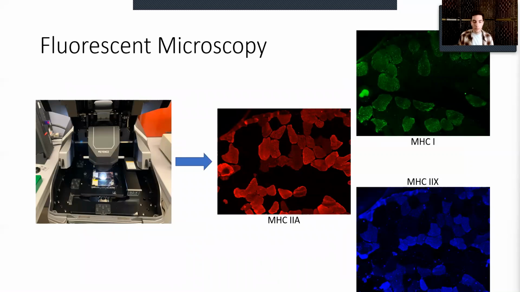The fluorescent microscope we use is the Keyence BZ-X810, and I put my slides in the microscope, and through the software, I'm able to obtain 3 different images, each taken at a certain wavelength of light. And each wavelength corresponds to each MHC isoform, with the green being MHC1, which contracts the slowest and the least forcefully, 2A, which is red, and 2X, which is blue.